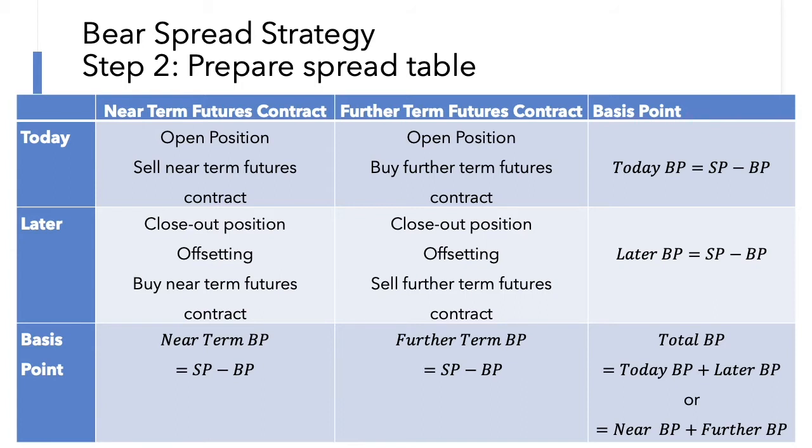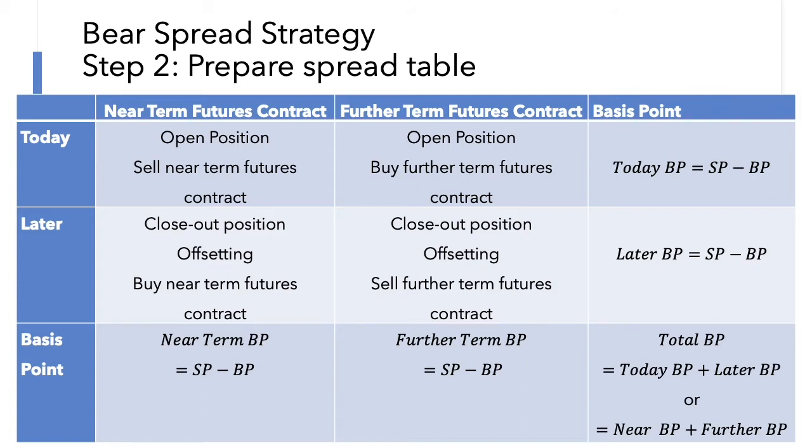And then later on, when you want to close out your position, you need to use the offsetting method, where you take the opposite position from your open position. For example, if you look at this table, for near-term futures, you start with a sell futures contract, then to close out by offsetting, you buy a near-term futures contract.